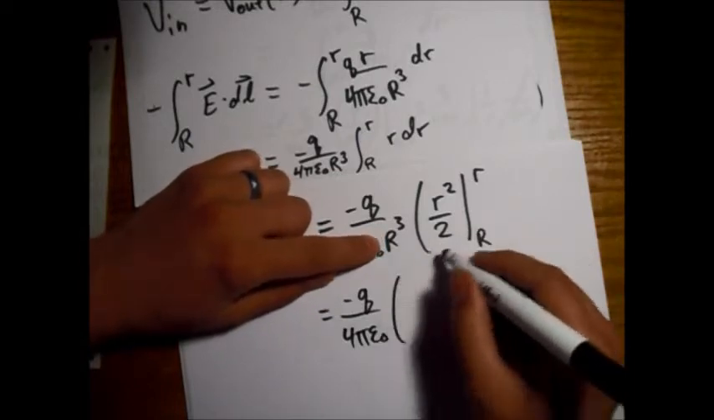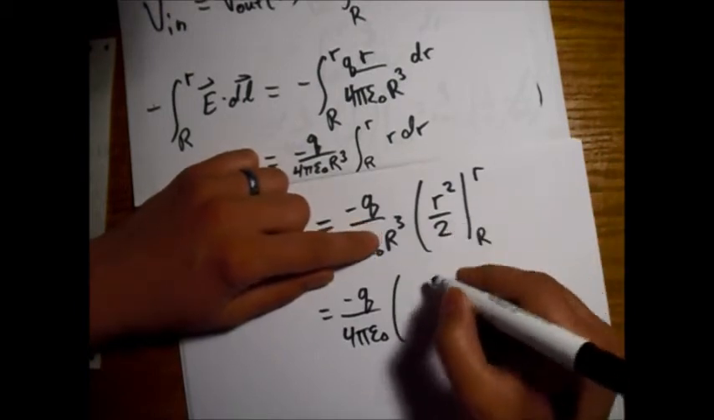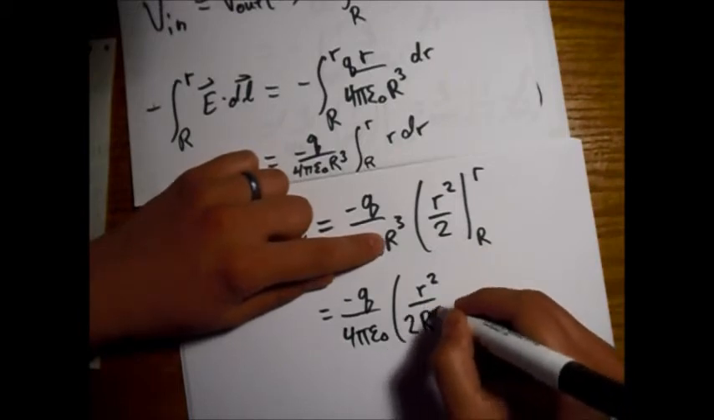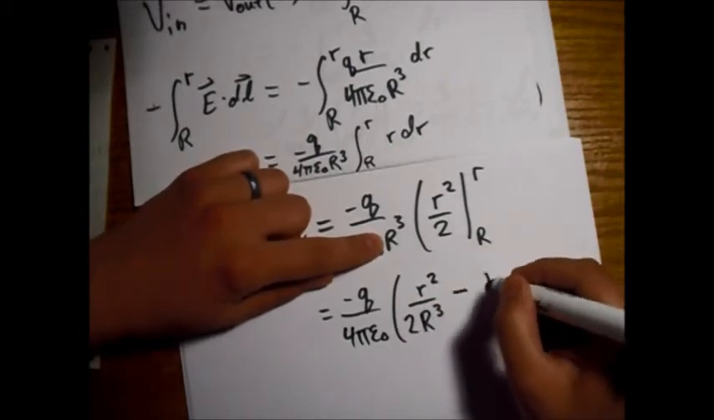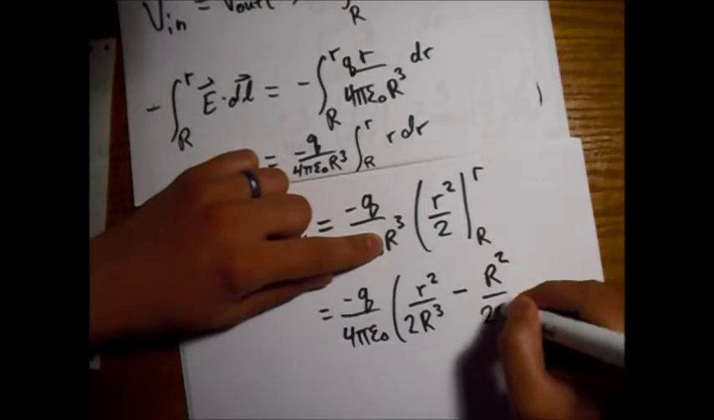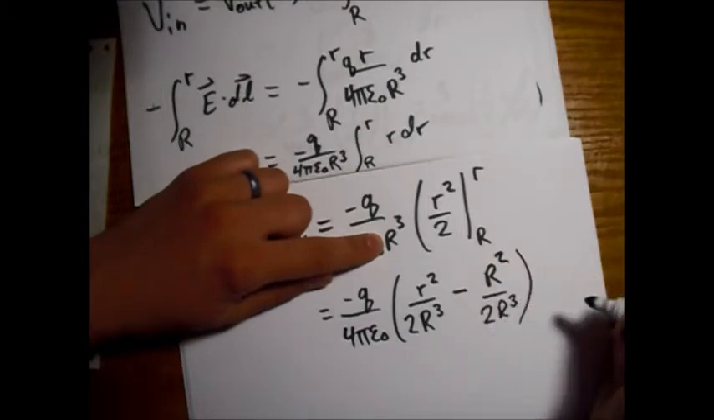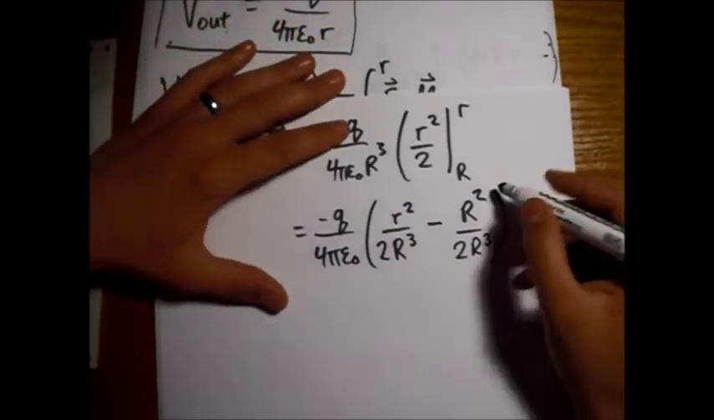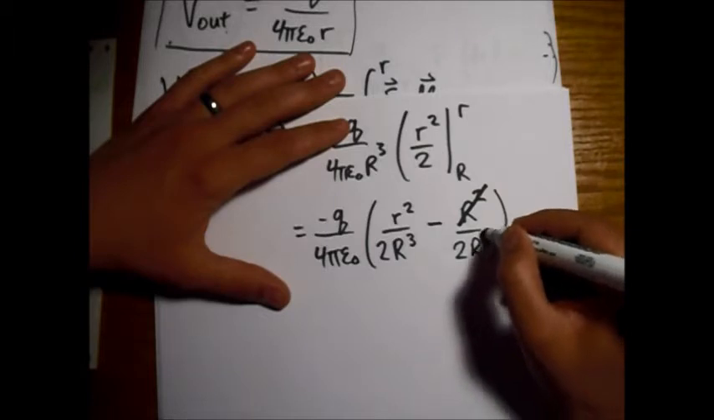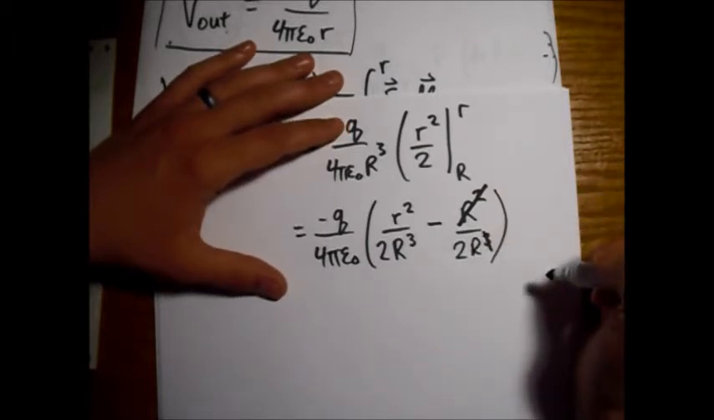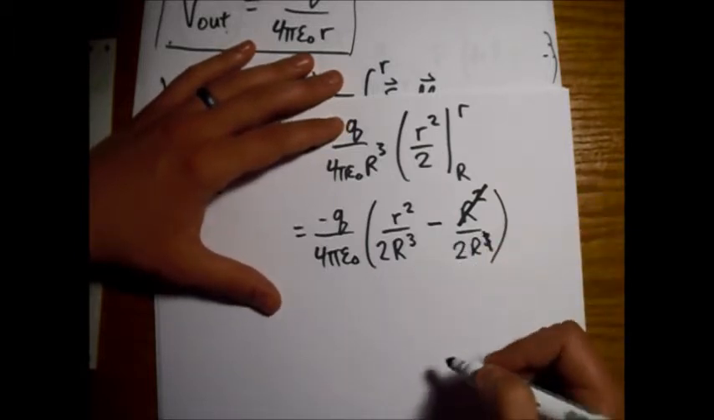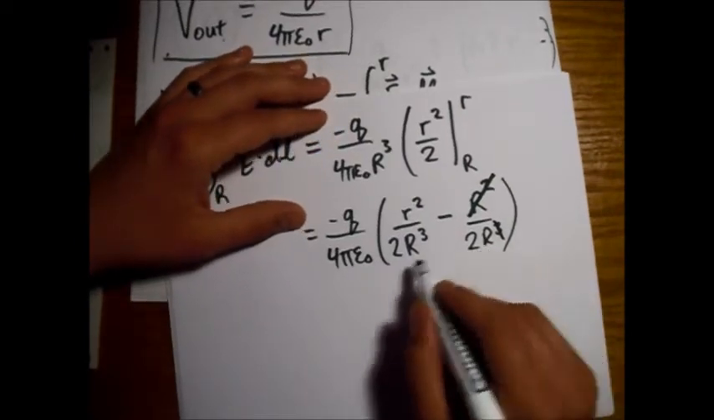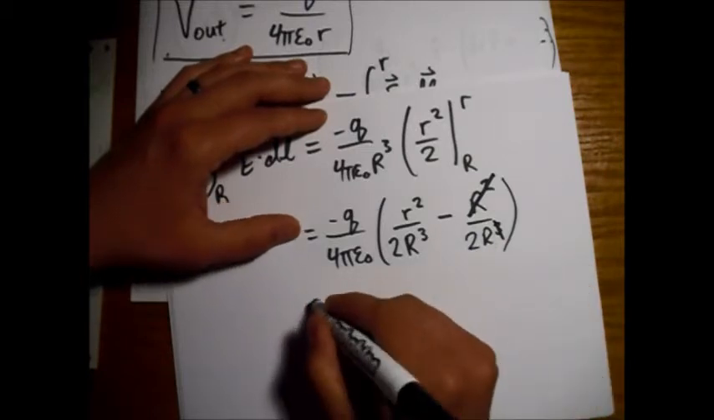Well, I'll just bring it inside these parentheses so we can see what simplifies. So we have little r squared over 2r cubed minus big R squared over 2r cubed. All right? I think I did that right. Okay, well, this will cancel with 2 of those, and we can bring the 2 out. We can even bring this whole 2r out if we want. Why not? Let's do it.